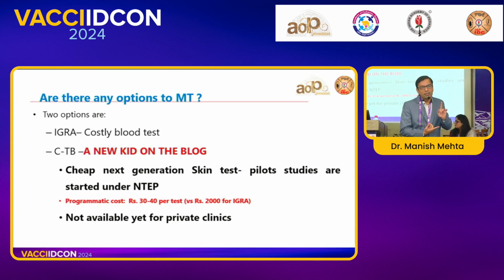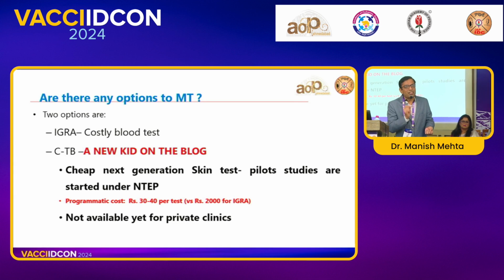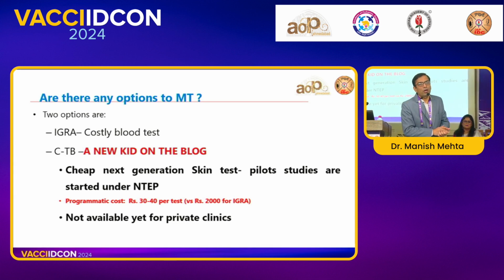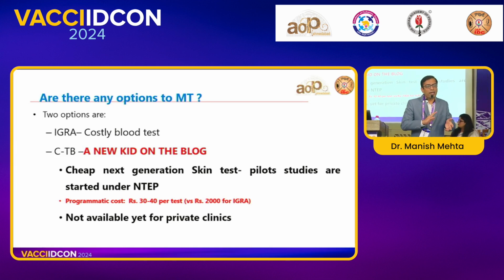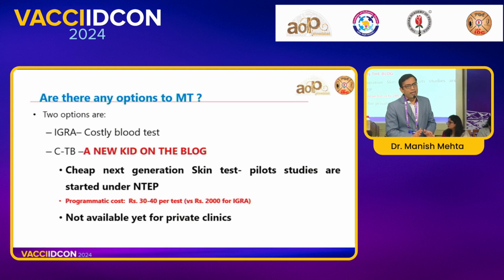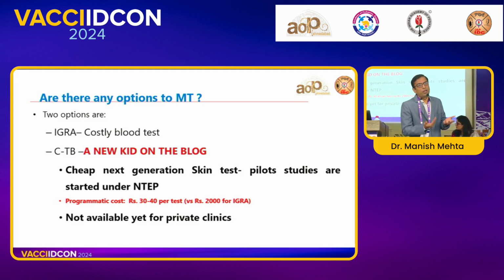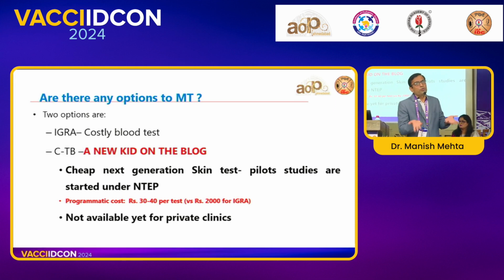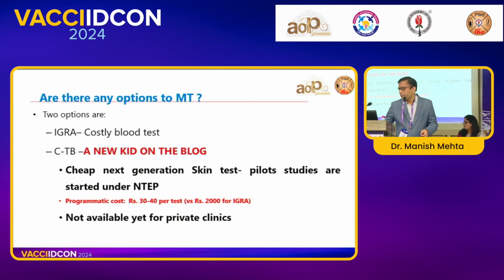Another test is IGRA, the interferon gamma release assay. That is a blood test. You take a sample from the patient and test the level of interferon gamma. They say this is released by the tubercle bacilli, so a high level of interferon gamma will confirm it. That is QuantiFERON Gold. It costs more than 2000 rupees, and still the sensitivity and specificity are not that great. So we should stop using this test if we are using it. CTB is being started in a few parts of India, and probably soon we'll get this test available everywhere.